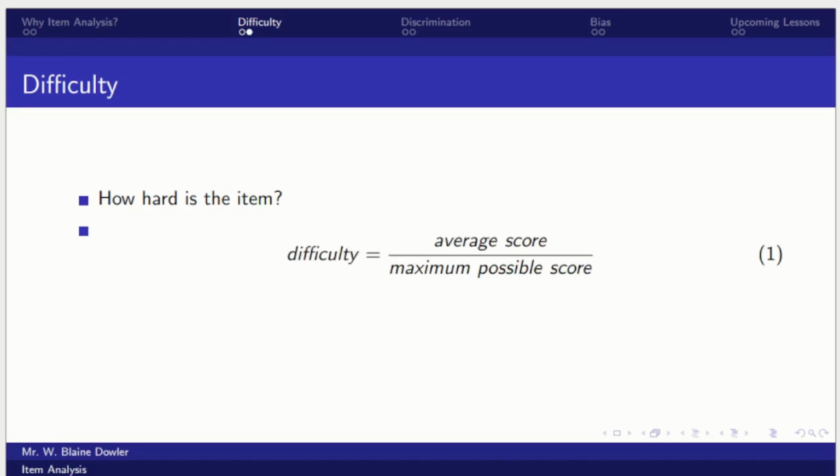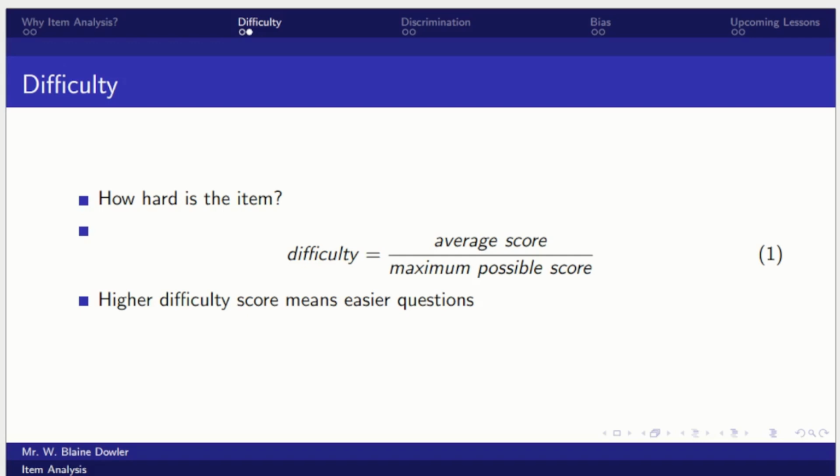The calculation that we use for it is to take the average score on the item across the class and divide it by the maximum score possible on that item. So for a lot of multiple choice, numeric response, and a lot of machine scored questions, the item will have a maximum possible score of 1. So what we're really doing is figuring out what proportion of the class got the question correct. So a higher difficulty score means easier questions, because again, it is the proportion of the class getting it correct.